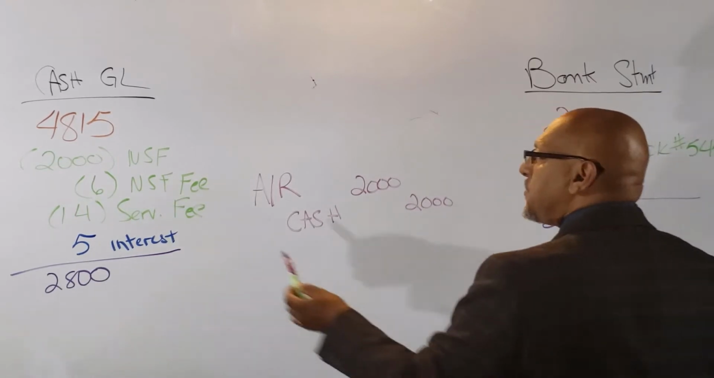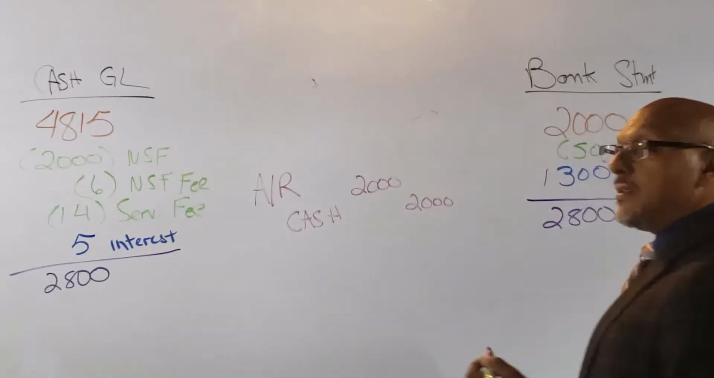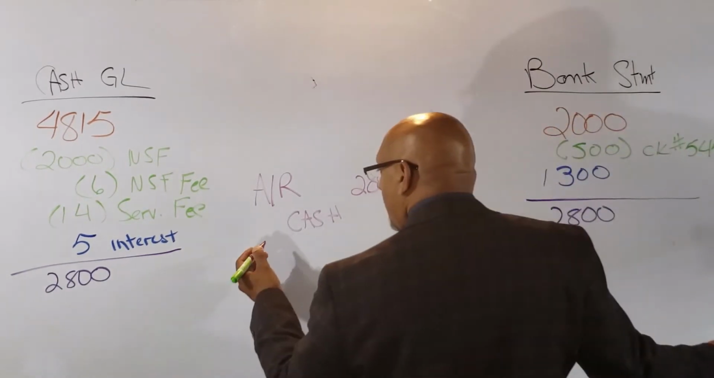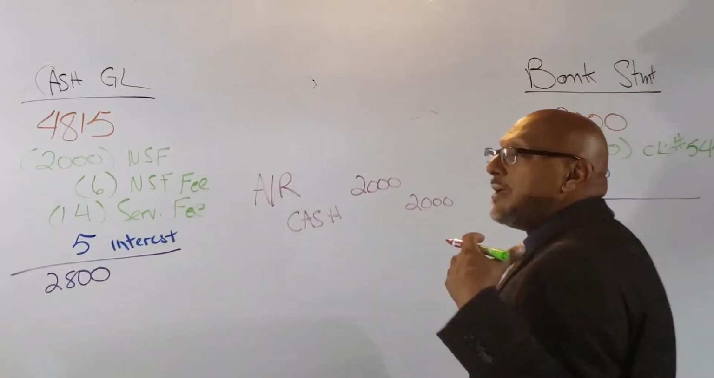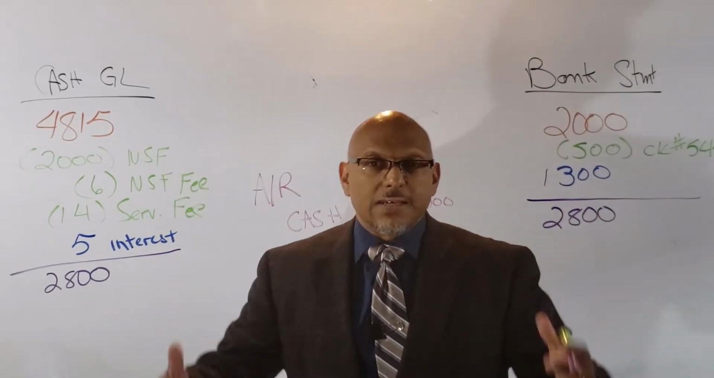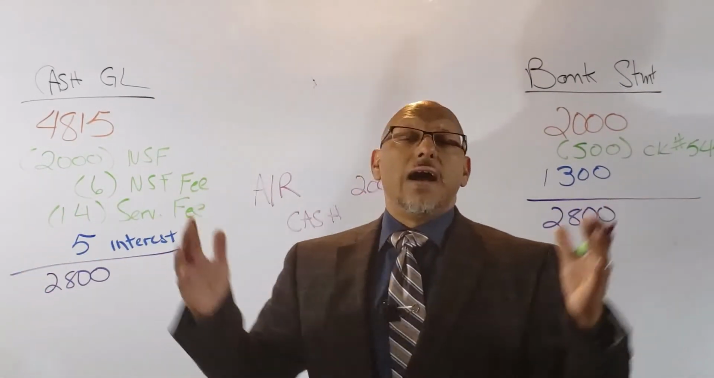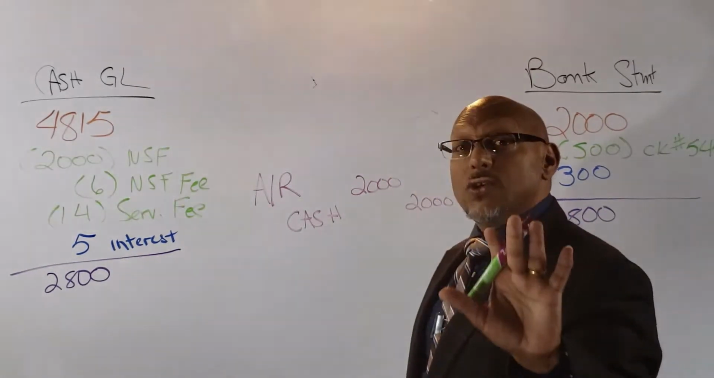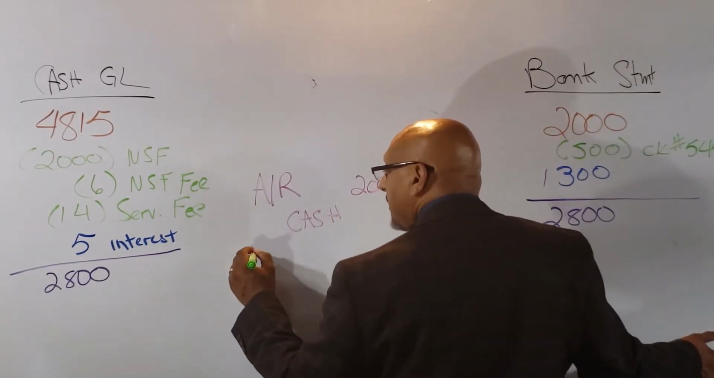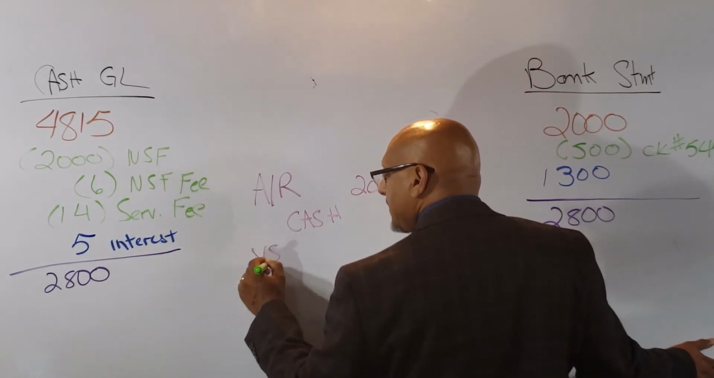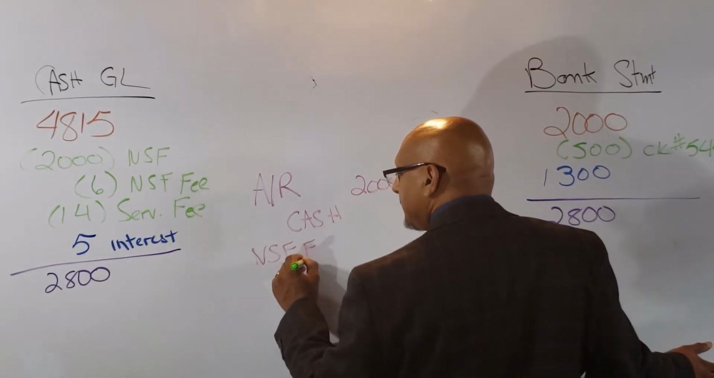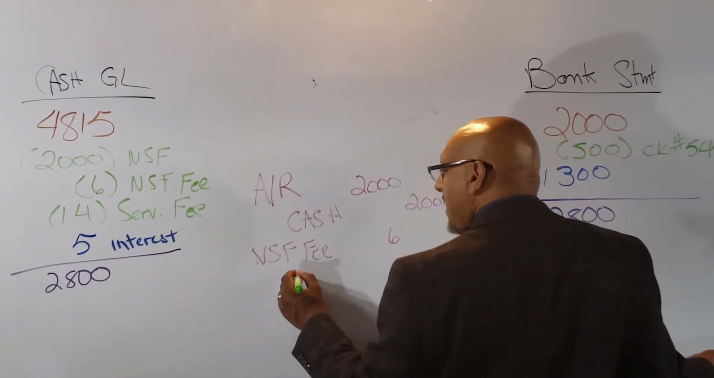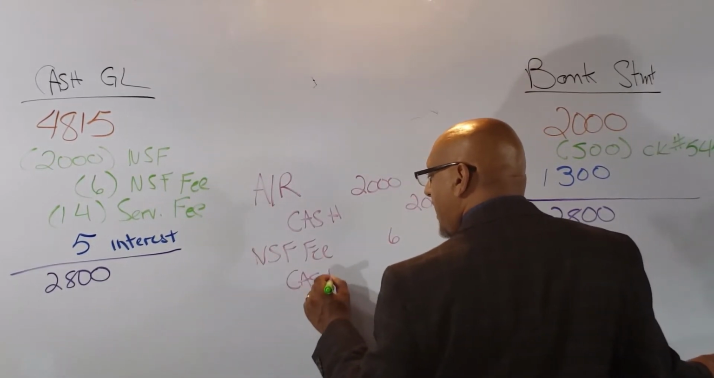The next item is we have an NSF fee. We were charged a fee. So I would say we could use bank fee as a generic term. I would use NSF fee. I don't have any problem either way as long as you're consistent. So I'm going to put it's an expense. So we're going to debit $6 to the NSF fee and credit cash because it came out of cash.